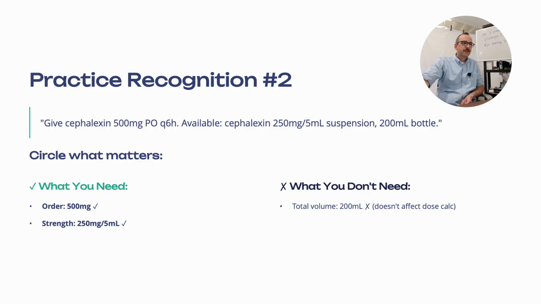All right. Give cephalexin 500 milligrams PO Q6H. Available, cephalexin 250 milligrams to 5 mL suspension, 200 mL bottle. What do we need out of that? Well, my order, 500 milligrams is what I want to give. What I have, 250 milligrams to 5 mLs. I don't need the 200 mL bottle. That's not relevant to what I'm doing right now. I don't really need the time piece for this question. When you're on the floor, you will, but not for this question. So that's it. Pull it out. Don't get distracted by all the other stuff.